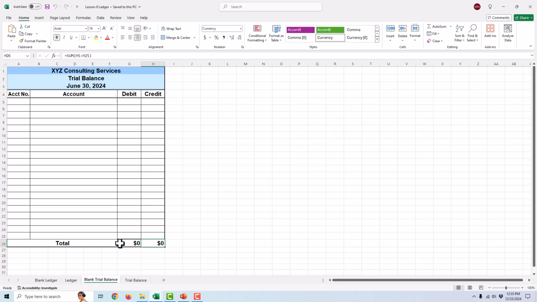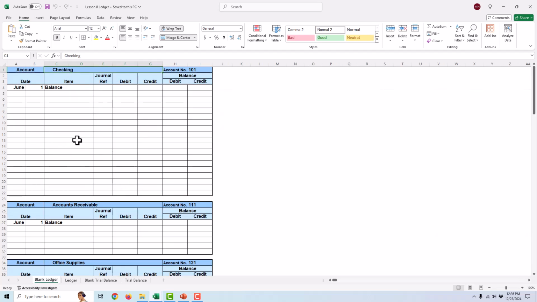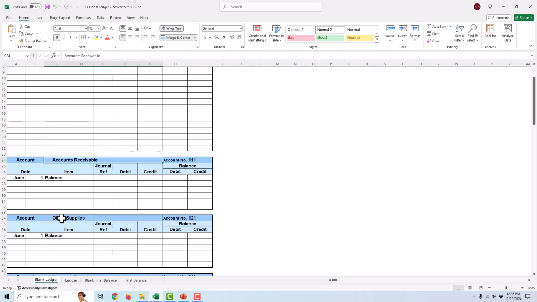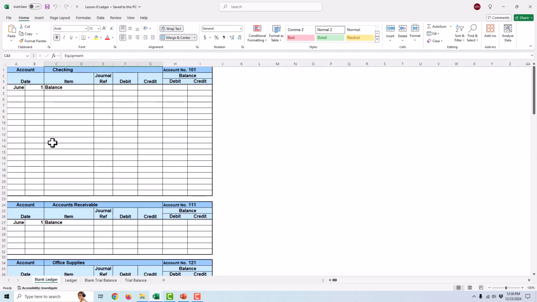This is just going to help you make sure total debits equal total credits. And then of course I have the answer key also. You can see in the ledger I have a section for each account. Here's checking, here's accounts receivable, office supplies, and so on. So you would just look at the journal entry, look at what accounts are affected, then find them over here in the ledger and put in the entries.